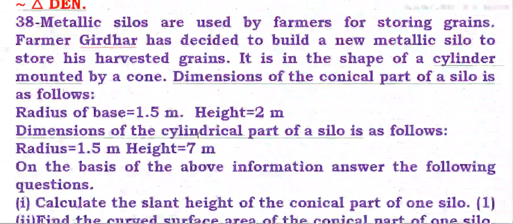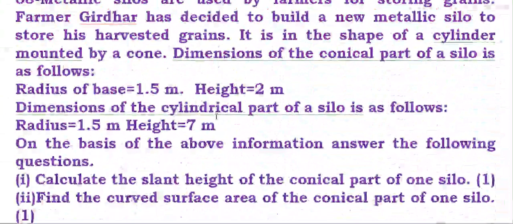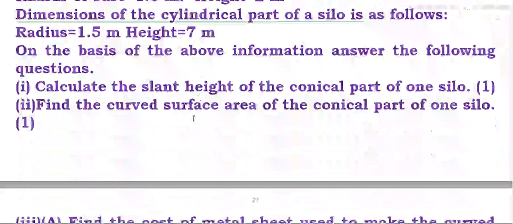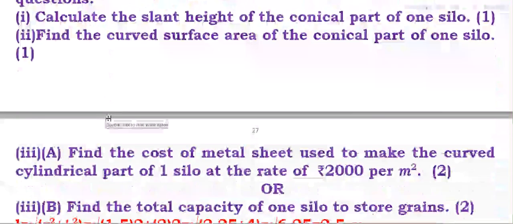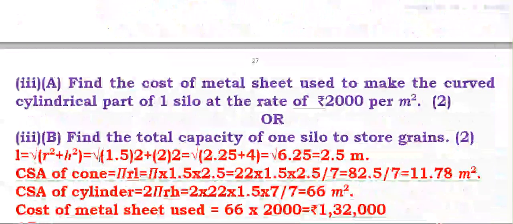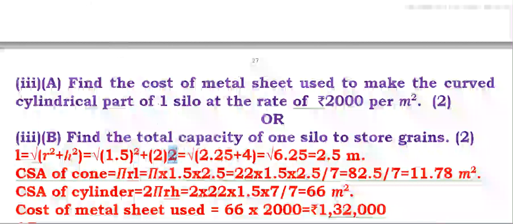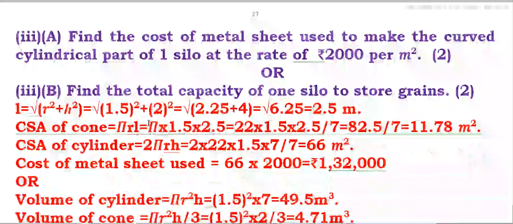Metallic silos are used by farmers, and here the dimensions are given of the conical part and the cylindrical part. To calculate the slant height of the conical part, we know that the slant height of the cone is equal to under root of h square plus r square. Here r is 1.5, h is equal to 2. So by calculating this value, L is 1.5 square plus 2 square, that will be 6.25, and therefore L is equal to under root 6.25, that is 2.5 meters. Curved surface area of the cone is pi r L, putting the values, we will get 11.78. That is the curved area of the cone.